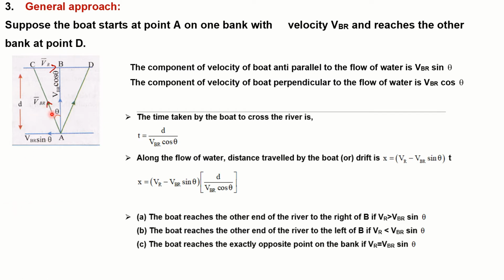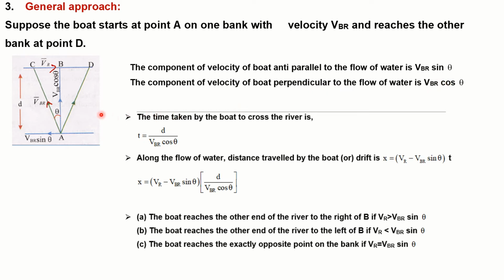Friends, see here, the velocity of the boat with respect to the river is V_BR, and it is making an angle theta with the vertical like this, so the components of the boat will be V_BR sin theta and V_BR cos theta. Yes, students. V_BR sin theta is the component of the velocity of the boat anti-parallel to the flow of water, because the river is flowing in this direction and the component V_BR sin theta is in the opposite direction. And the component of the velocity of the boat perpendicular to the flow of water is V_BR cos theta.